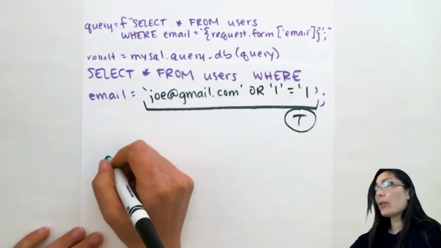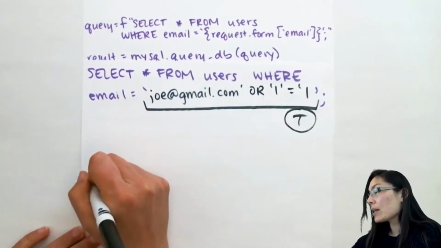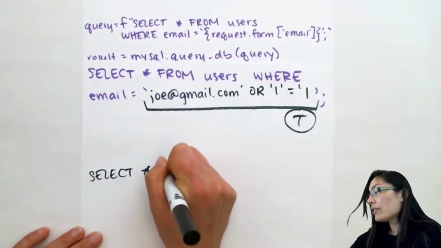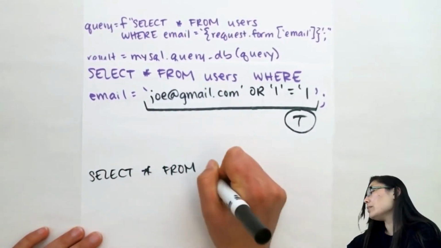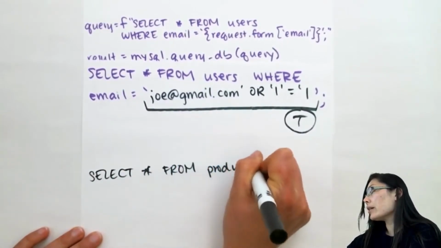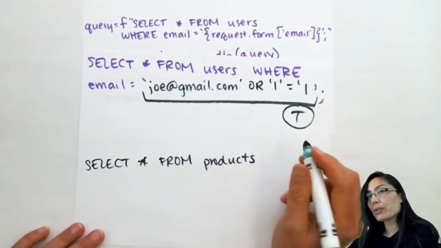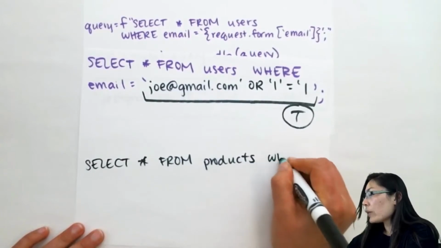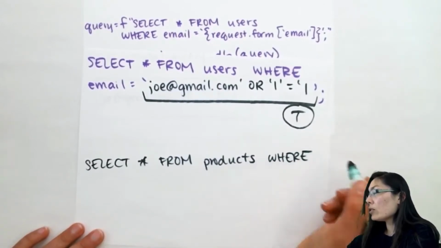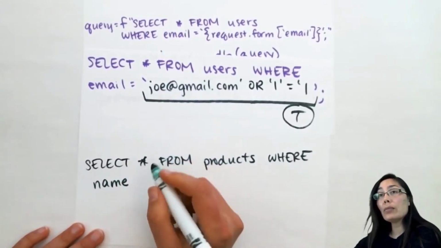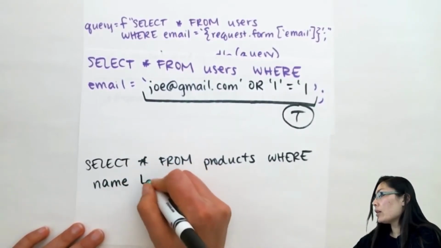So the query that's probably happening in the back end is probably something like select all from some table. Maybe it's called products. You'll see that it doesn't matter. I don't need to know what that table name is. I just need to know the basic structure. Select all from products where, and again, I don't know exactly what that field is. Maybe it's name, but again, it doesn't matter. Just going for the basic structure.